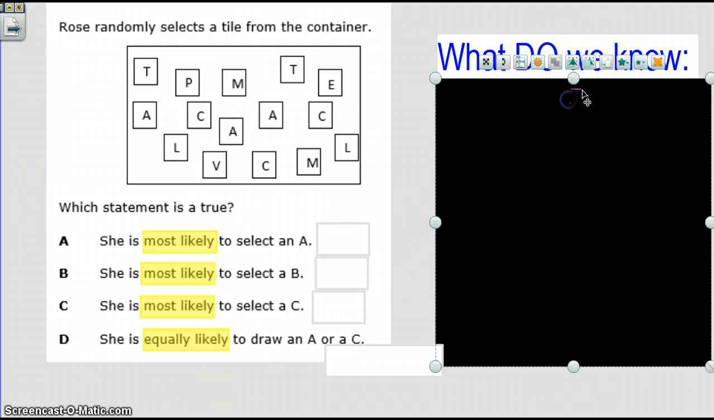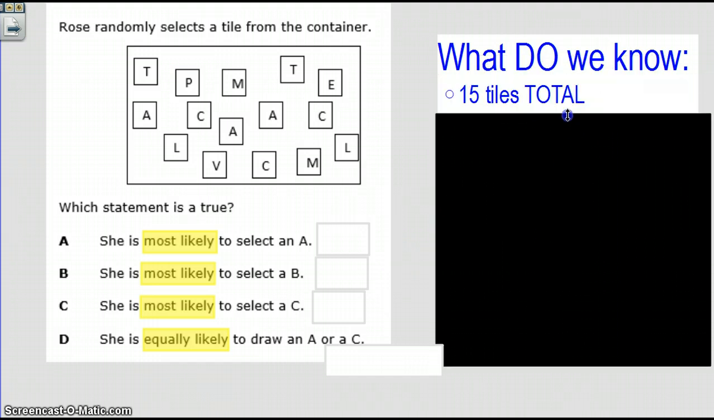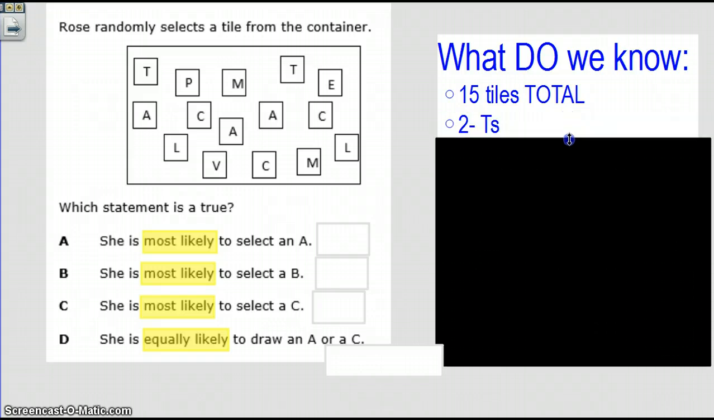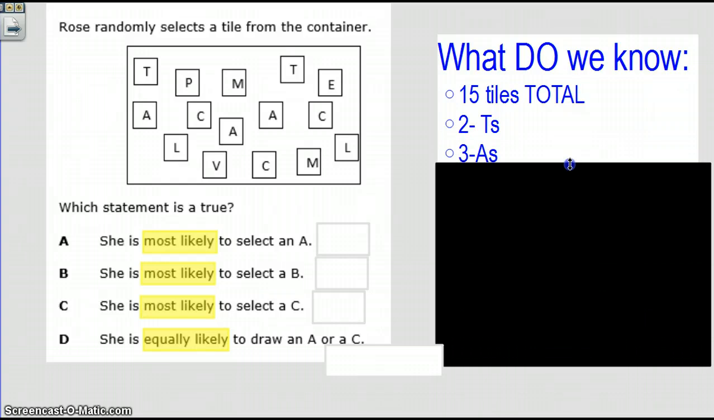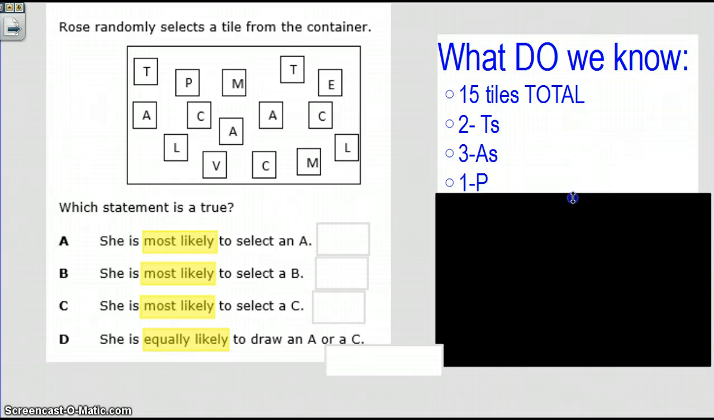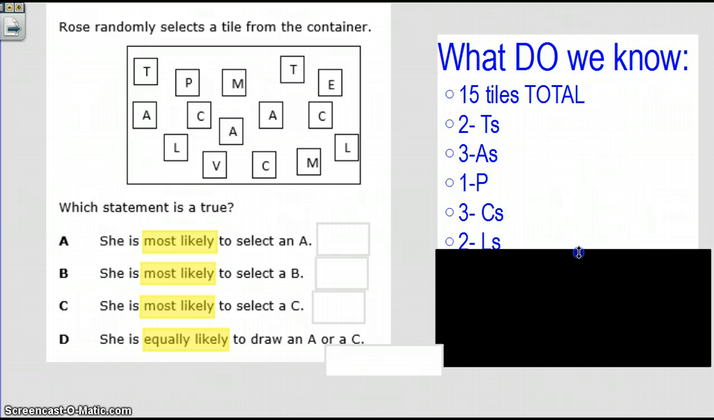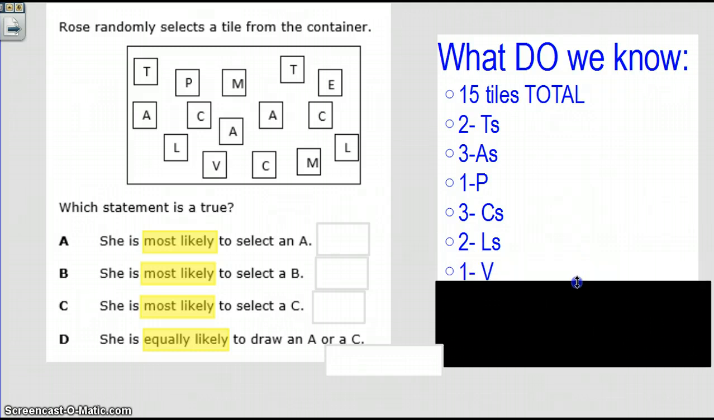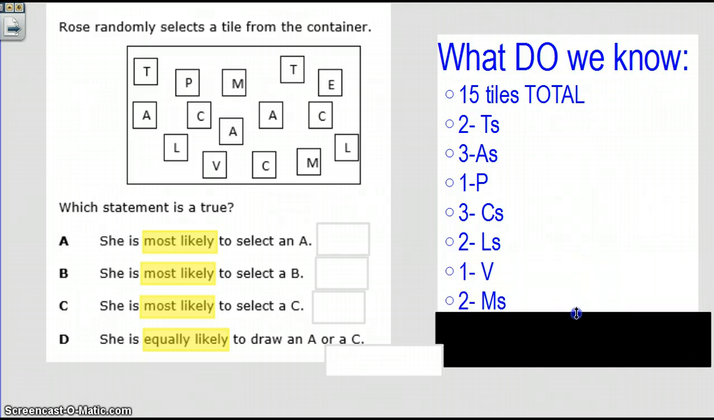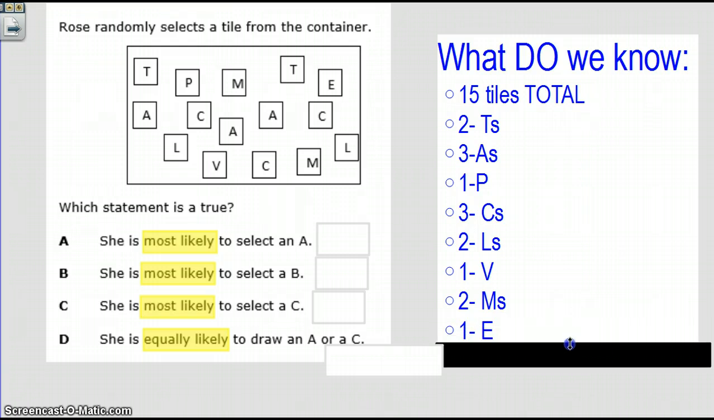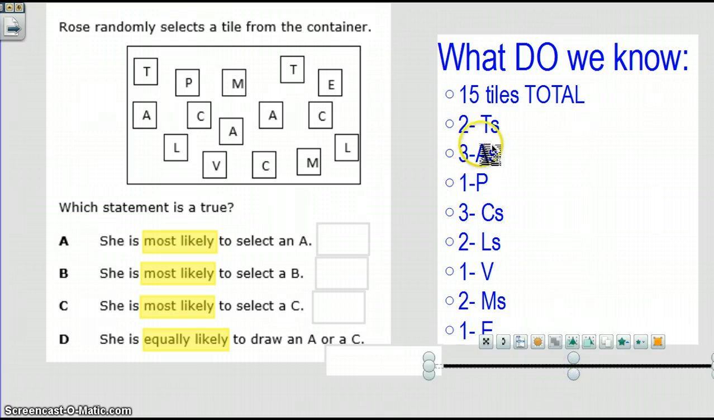Well, let's start with, what do we know? We know there are 15 tiles total. So if you counted them up, you should know there are 15. There are 2 T's, 3 A's, 1 P, 3 C's, 2 L's, 1 V, 2 M's, 1 E, and that's it. So that gives us our 15 tiles that we have.